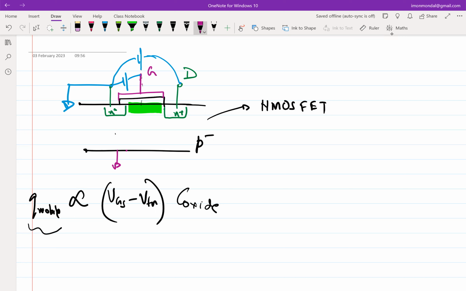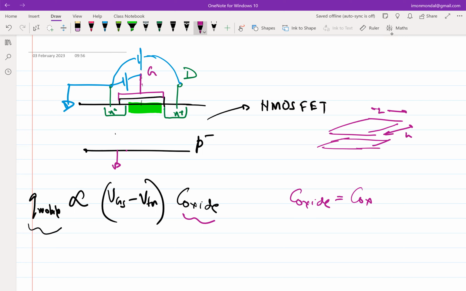Okay, fine. So this C oxide, I can express this C oxide in terms of unit oxide capacitance times the area, right? So if I look from the top, this is a cross section, right? If I look from the top, essentially you will get this is L, this is W, and this is probably the channel underneath, right? The channel underneath where you have applied, this is VS, this is VD, this is VG.